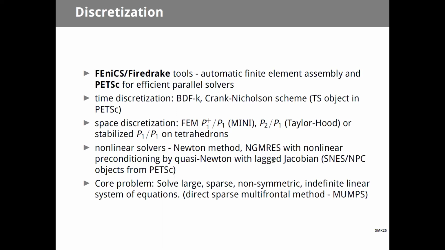With some improvements, like that you don't have to compute the Jacobian every iteration, but you can reuse it from previous time iterations, so as to speed up the calculations. And at the core, you have to solve a large, sparse, non-symmetric, indefinite linear system. For that, we use a direct method implemented in the MUMPS library.